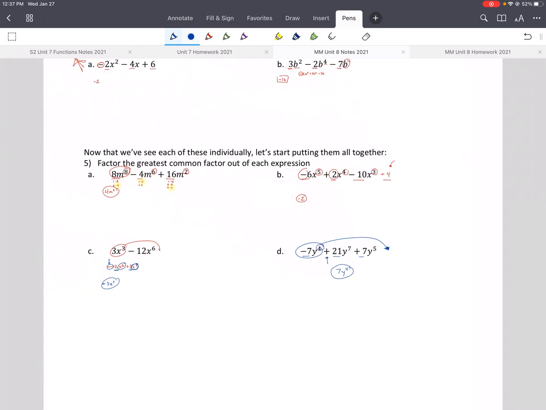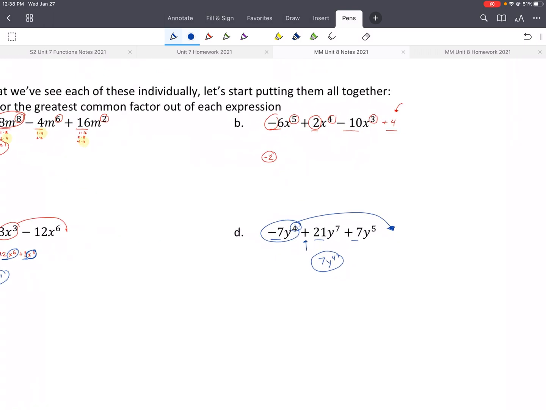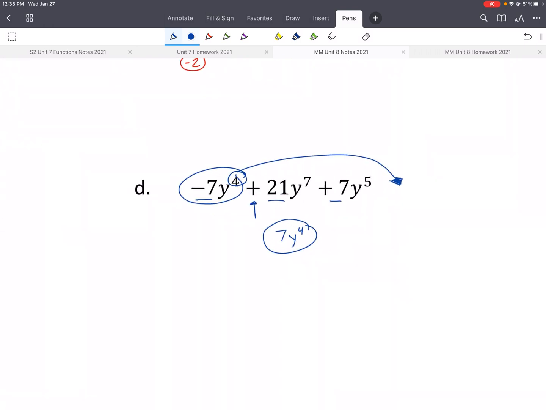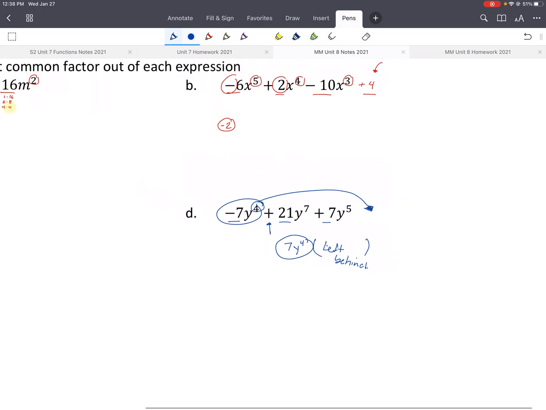All right, so if you have questions, let me know. In our next lesson, we're going to take out the greatest common factor, and we're going to write down all the stuff that's left behind. So work really well on understanding and identifying the greatest common factor, and it will help you a lot on our next lesson. All right, we'll see you later.